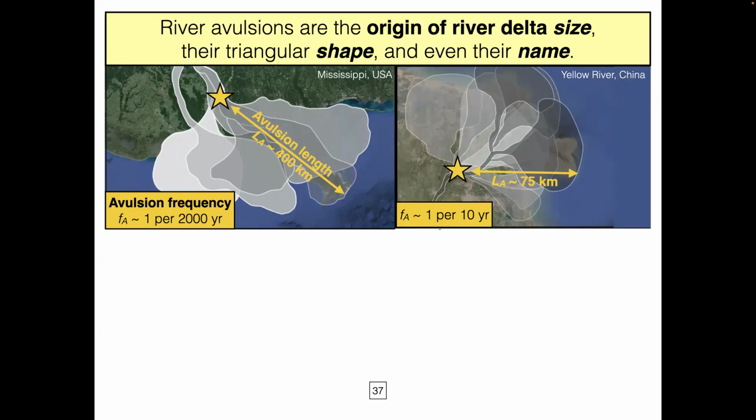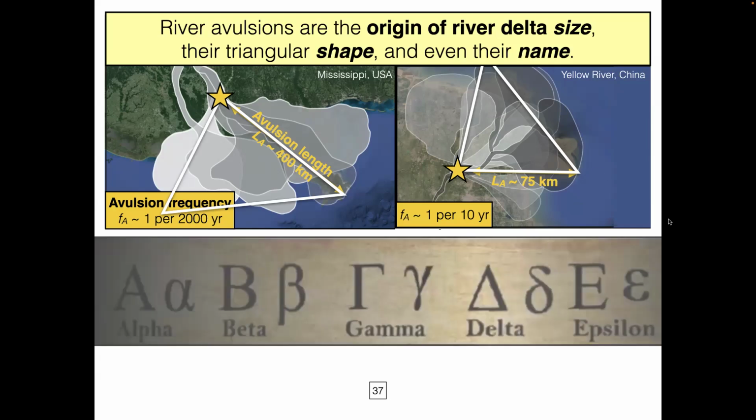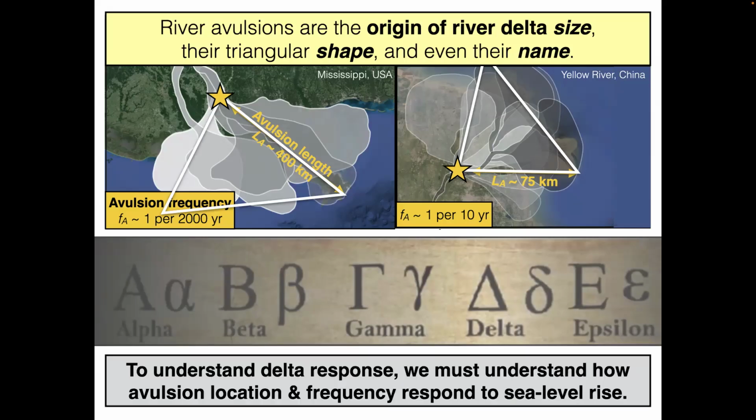I just want to mention that river avulsions we think are the origin of the river delta's size. You can see this length scale here is telling us the scale of the river delta plain. This is basically because this triangular shape that we associate with deltas is really defined by this hinge point where the avulsions occur over decades to centuries. It's basically where the river hits the hinge zone where it's bopping back and forth. And because river deltas are named after the shape of the landform, after this Greek letter delta, you can also think about it as being the avulsions at the origin of their name. So all that is to say is that to understand how deltas respond to sea level rise, we need to understand how the location and frequency of these avulsions responds to sea level rise.